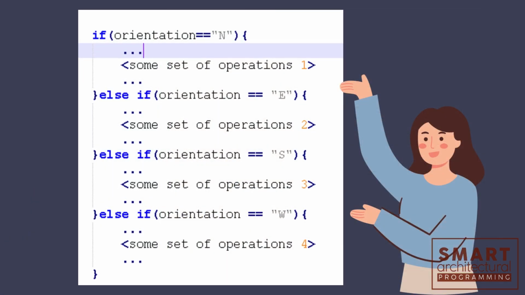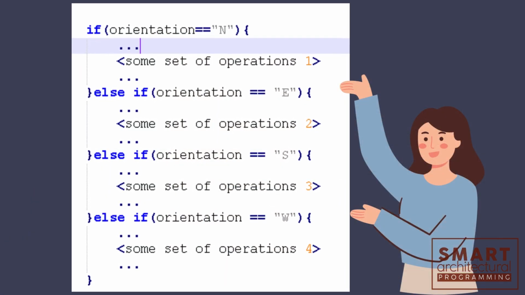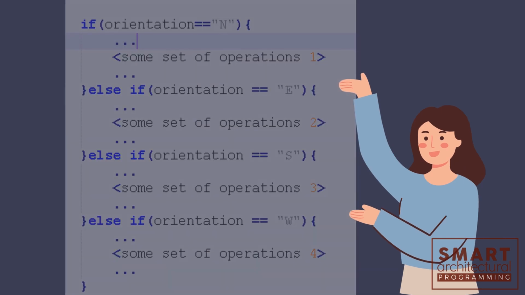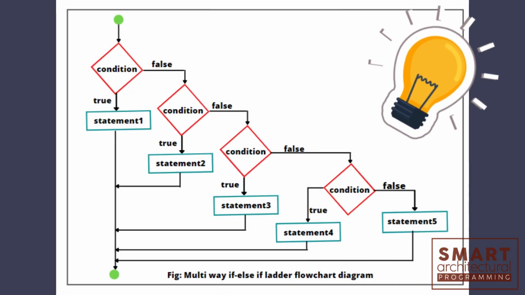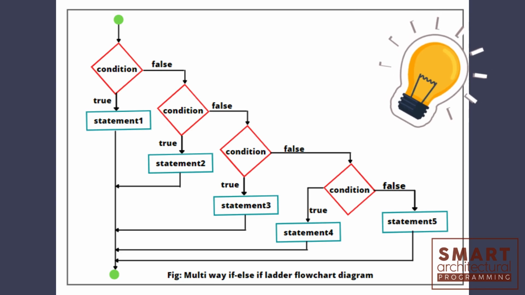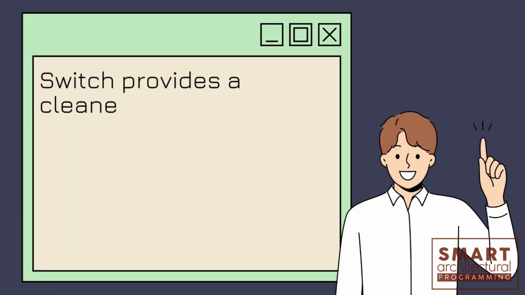Sometimes, you may have multiple conditions to check. In such cases, you can use an if-else ladder, where each condition is checked sequentially until one of them evaluates to true. Now, let's explore the switch statement.